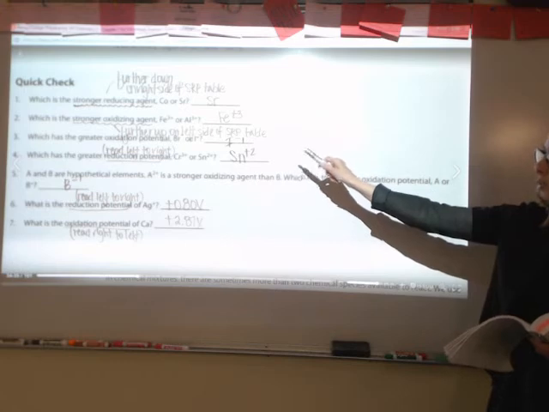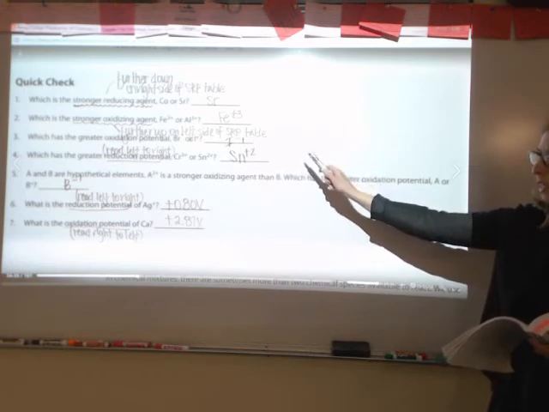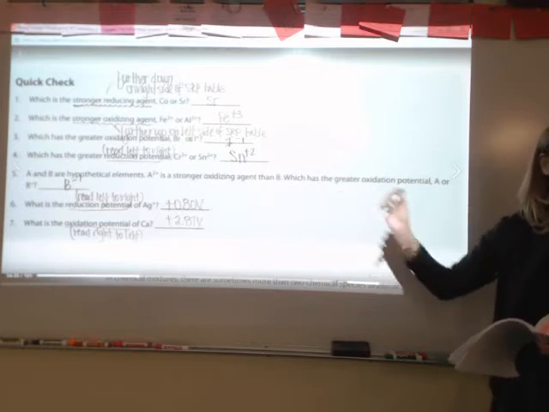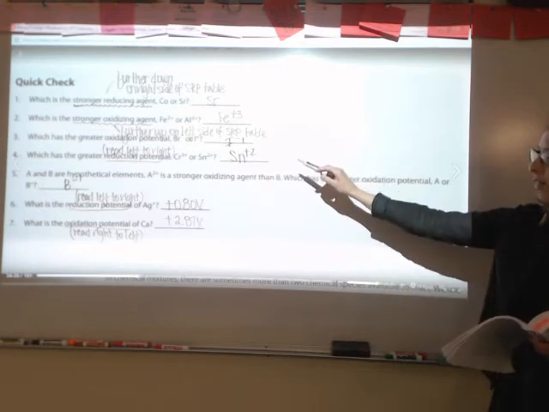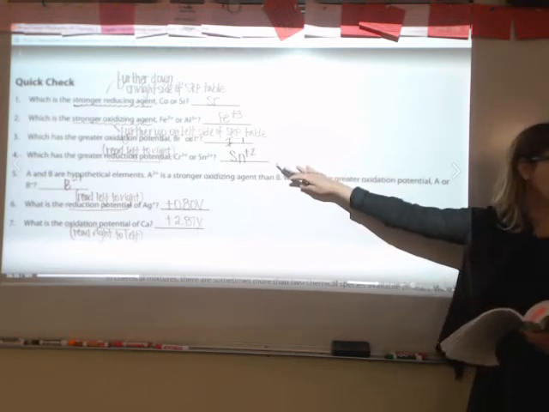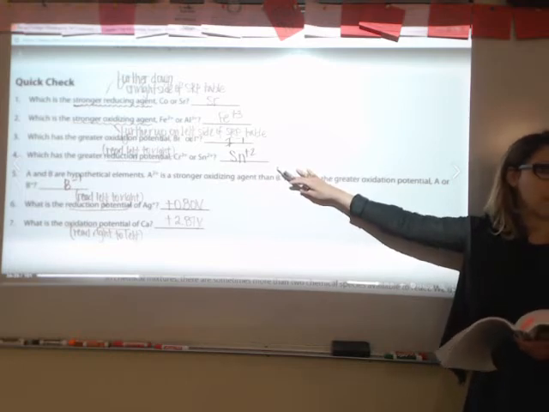Number 3, which one has the greater oxidation potential? So when you're looking at oxidation potential, aren't you reading those half reactions from right to left, and then flipping the sign? So here I got I negative 1, and then the reduction potential, which is read left to right, like the half reaction stays as it is, that would be Sn plus 2. Questions for me so far?